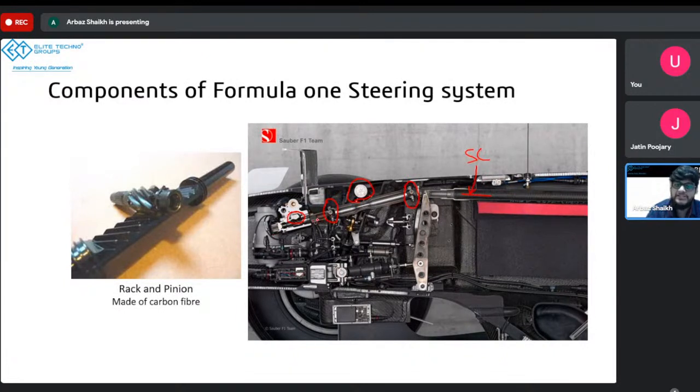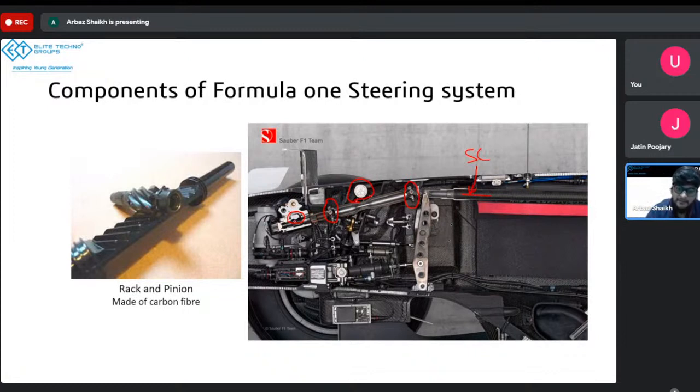Initially, whenever you imagine a rack and pinion, you imagine the rack to be at the bottom and the pinion on top, like this. But in Formula One, it's upside down. The rack is on the top and the pinion is at the bottom. Now, why is this done?